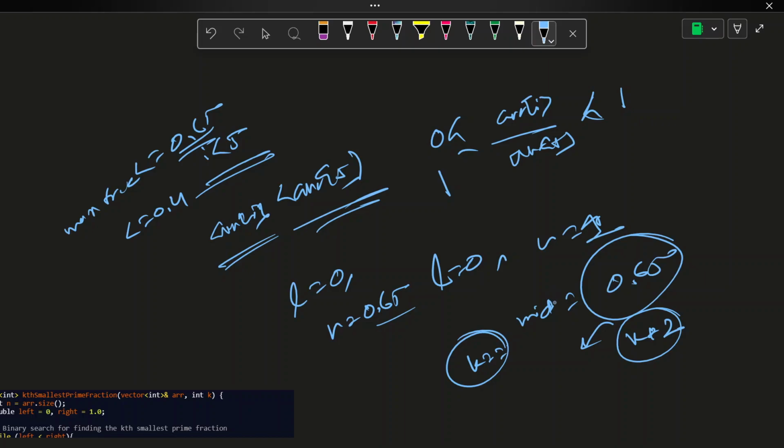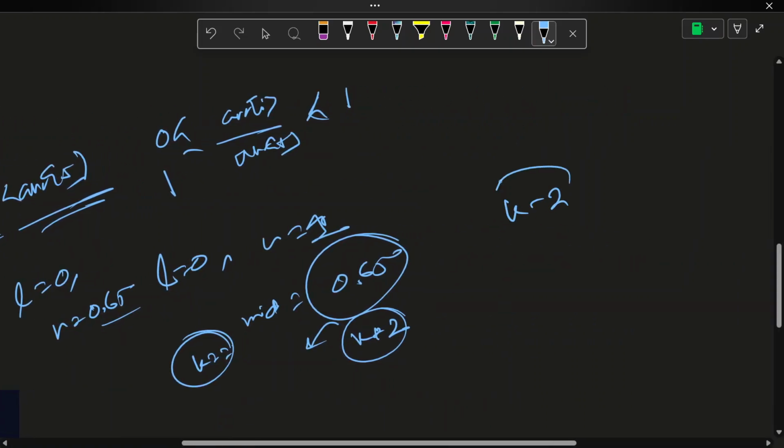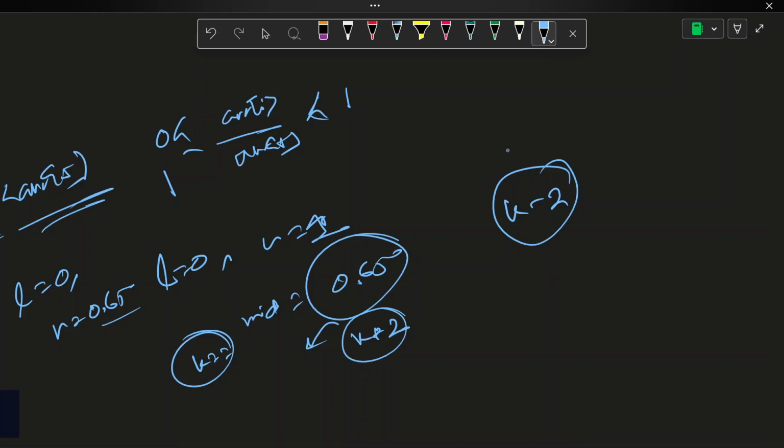Okay, got it. And suppose in another situation, the number of fractions is k minus 2, the number of fraction values smaller than our k. So there are not enough fractions whose value is less than or equal to 0.65. So I have to increase the fraction limit, right? That will allow more fractions into the range. At that time our left will be increased to 0.65 and right will still be 1.